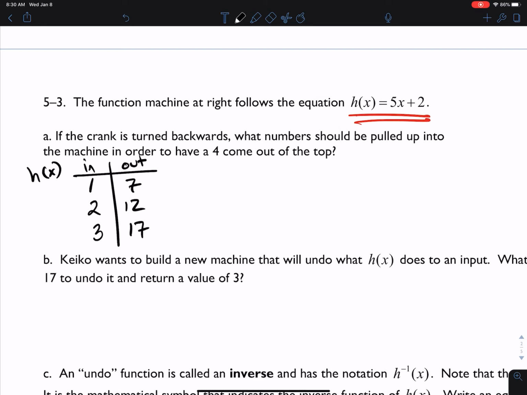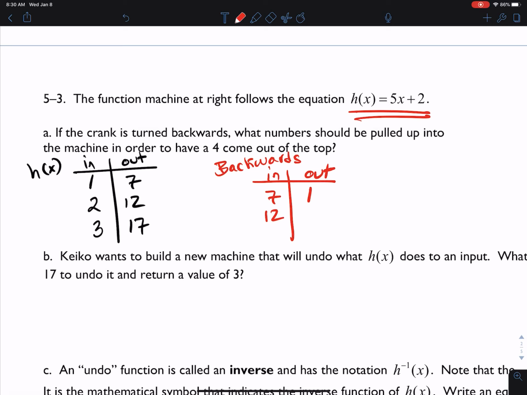And now if I want to know how the backwards machine is working, and if I think about what it means to be a backwards machine, then it should be operating in reverse. And what that means is, if the input for the machine is 7, for example, what should come out at the top of this machine? Well, if I look at the h of x here, I expect a 1 to pop out the top if this is truly a backwards machine. If 12 gets sucked up into this machine, then I expect a 2 to come out of the very top. And if 17 gets sucked up into this machine, I would expect a 3 to come out from the top.